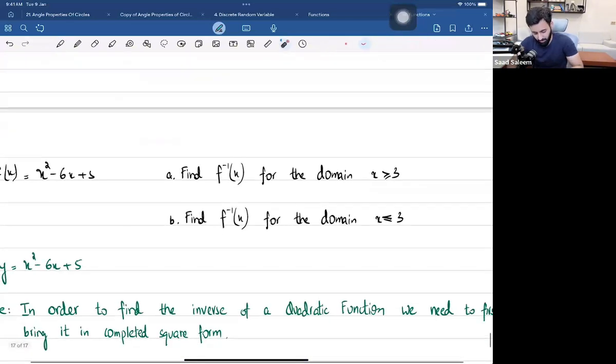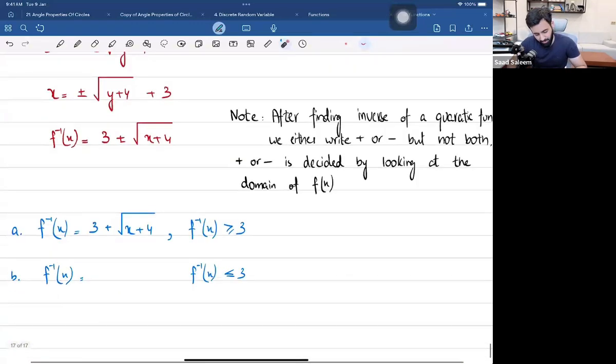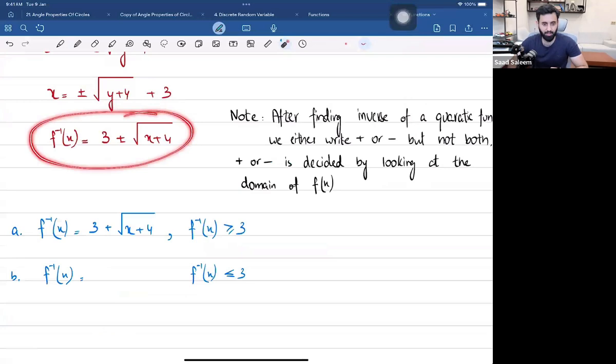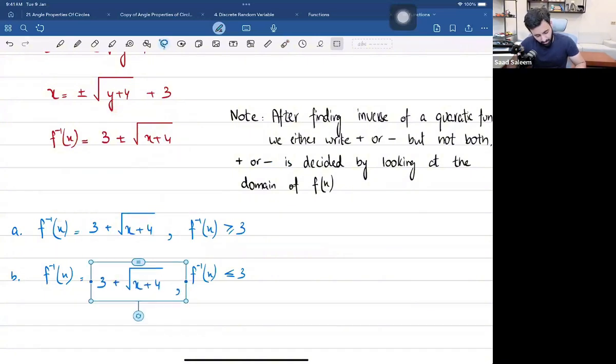Why is that? Because the domain was x is lesser than or equal to 3. That means the range of the inverse function must also be lesser than or equal to 3. So which sign should I pick here so that the range is lesser than or equal to 3? And the answer is minus. Everything remains the same. The only difference is that the sign that we pick will be minus.